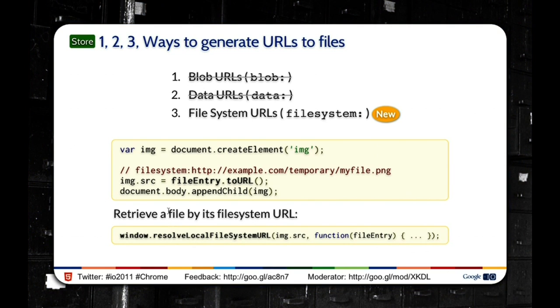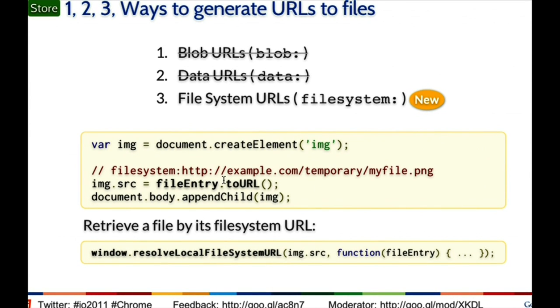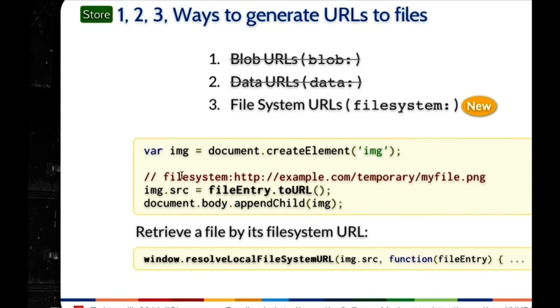So that's 1, 2, and 3 ways now to generate URLs. You saw Arne, when he typed open, the burger picture open. That is using a new URL scheme. So that's the file system URL. That goes along with this API. So you have blob URLs, you have data URLs. A third way to use a file just directly is a file system URL.